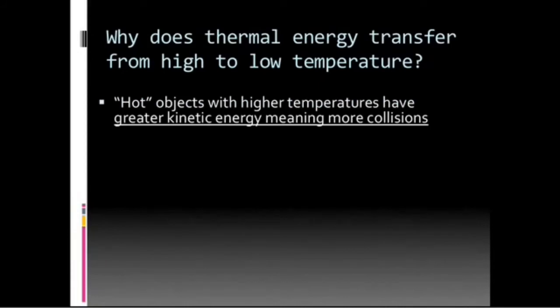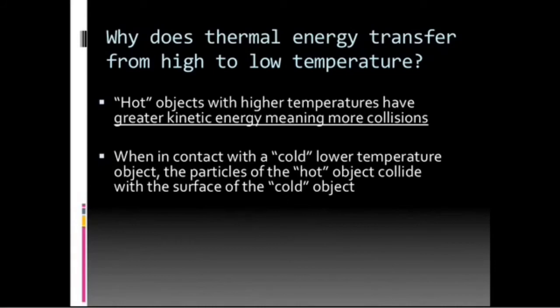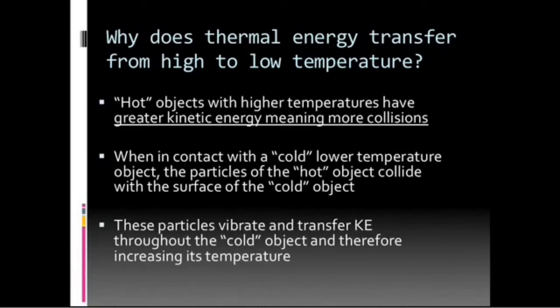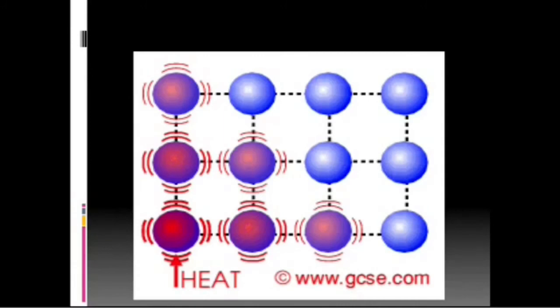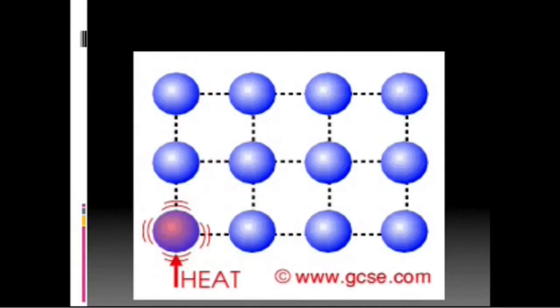So why would that thermal energy go from high to low? Okay, if we think about the molecules and what's happening, the hot objects, they're moving faster with the molecules, and they're going to have a lot more collisions. When they come in contact with something cold, those hot objects collide, and they start that vibration of those particles, and that transfers kinetic energy throughout the cold object. And so this is an example of that. We start in the corner with the one barely vibrating and it's spreading out as it moves.